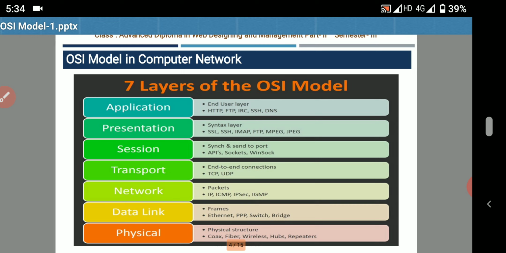OSI model in computer network. 7 layers of the OSI model. There are 7 layers in the OSI model: physical layer, data link layer, network layer, transport, session, presentation and application. We will see each layer one by one.